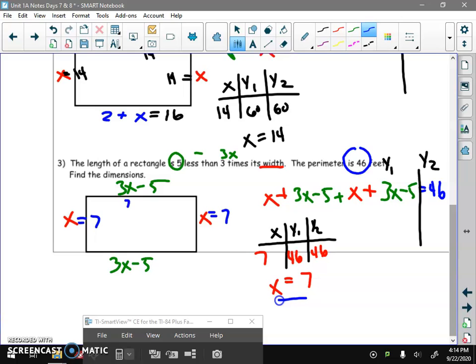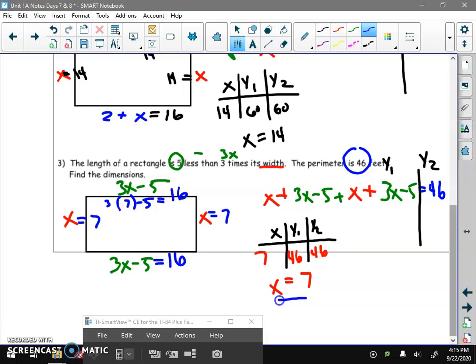Now this is going to be a tricky one. If I put a 7 right there, 3 times 7 minus 5. I'm going to use my calculator for that. 3 times 7 is 21, minus 5 is 16. And if that's 16, that's 16.